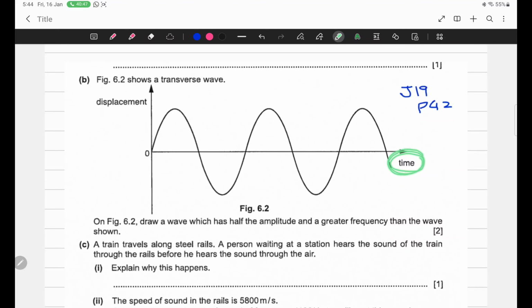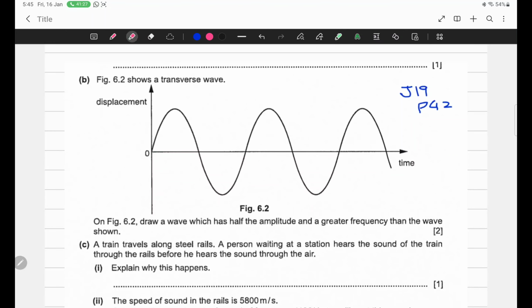This is time. And if this is time, then the length of one cycle, from this to this, is not one wavelength. It is called the time period. If distance is along the x-axis, then the length of one cycle is wavelength. If time is along the x-axis, then the length of one cycle is called the time period.